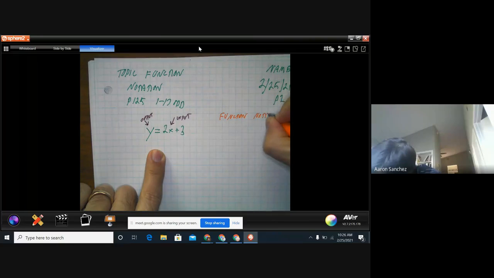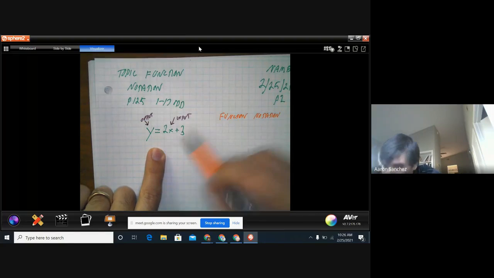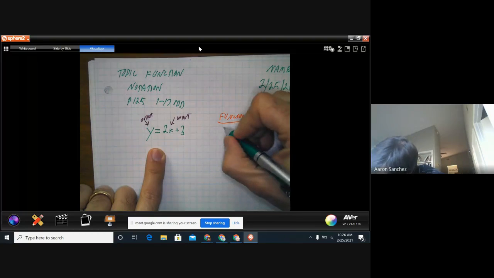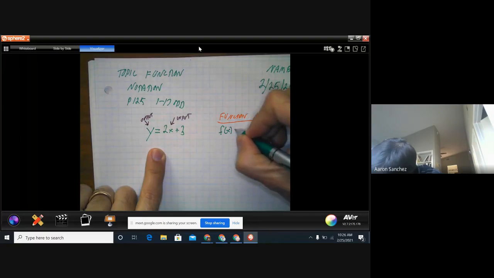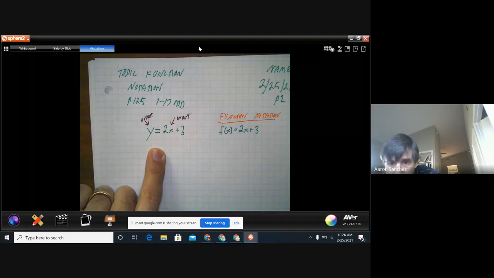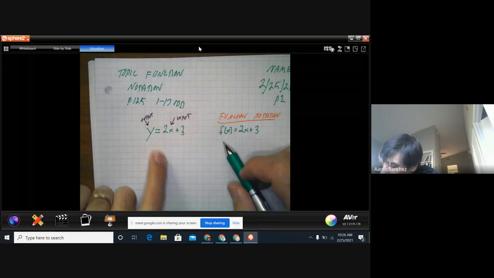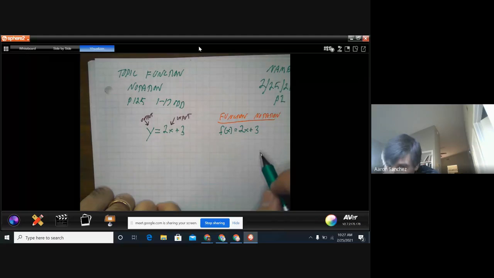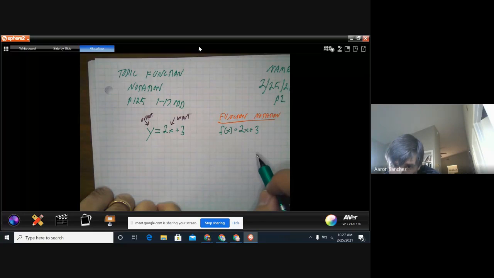Function notation would look like this. Instead of y equals 2x plus 3, we can say f of x equals 2x plus 3. So y equals 2x plus 3, we say f of x. It's like f parentheses x. It's not f times x. It's just a way we say it. This is called function notation.